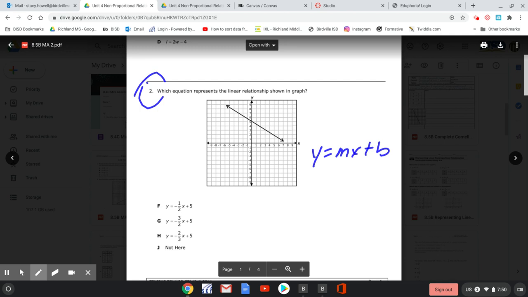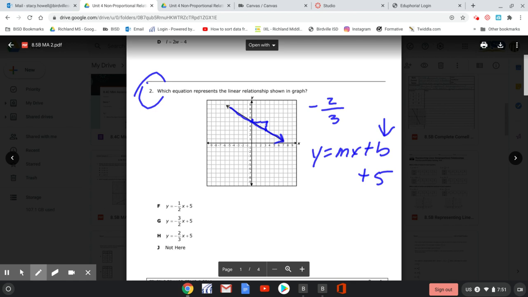I can see that this crosses right here at 5. So I know my y-intercept, which is my b, is 5. And then I need to find my slope. I can find another exact point, which it looks like there's one right here, and I can go up 1, 2. I'm going to rise 2, and I'm going to run 1, 2, 3. So I know my slope is negative 2 over 3 because this is pointing down.